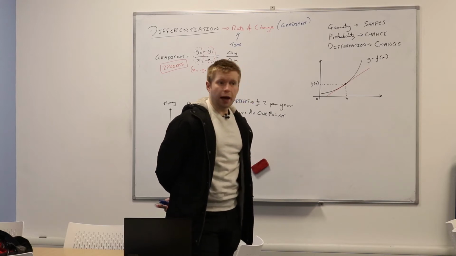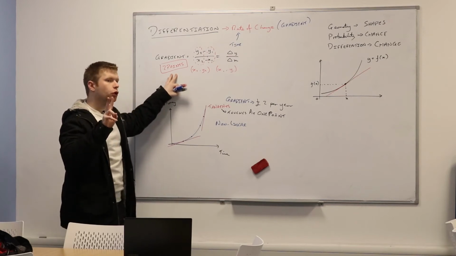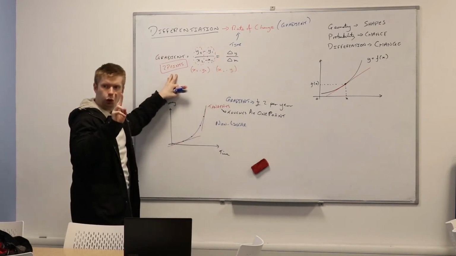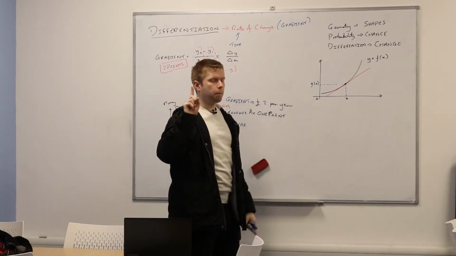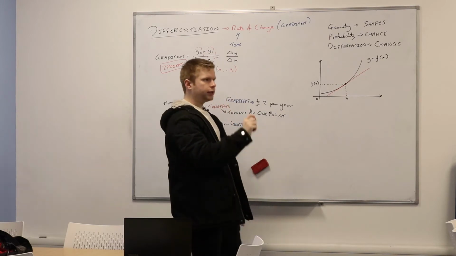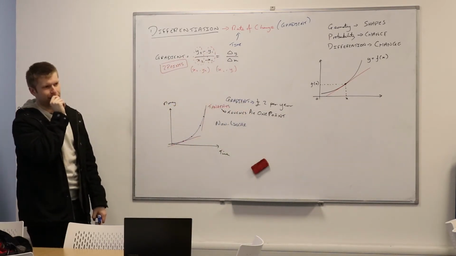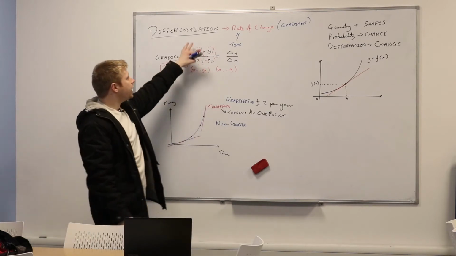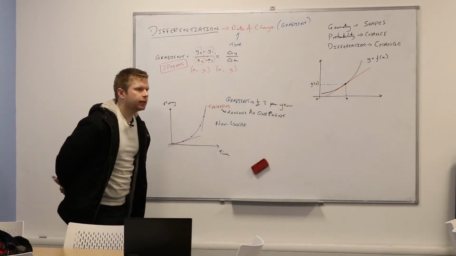We've got a problem. Are you happy with the problem? My formula for gradient requires 2 points. It requires literally a change in y and a change in x. But my tangent only touches the curve at 1 point. So what could I do? Well, this is my point. Differentiation is all to do with finding the gradient. How are we going to find the gradient of this tangent?